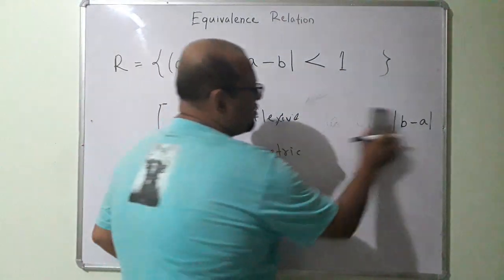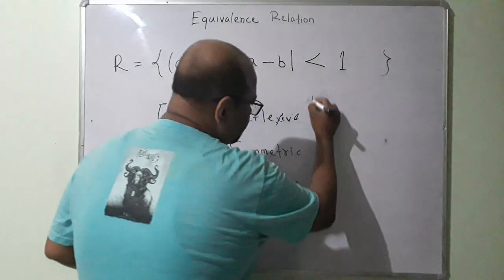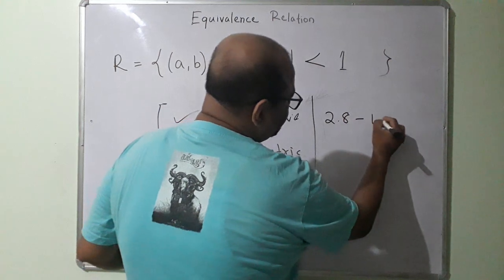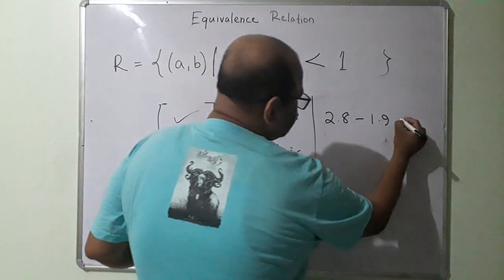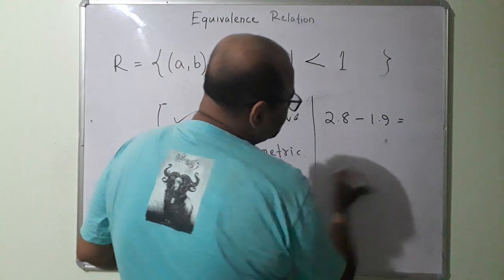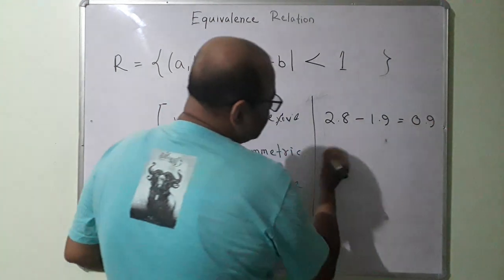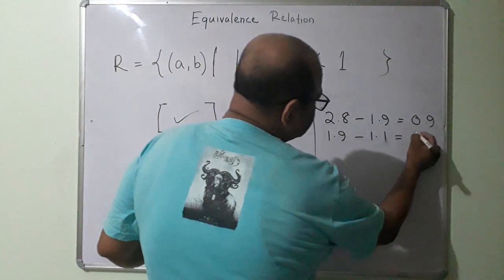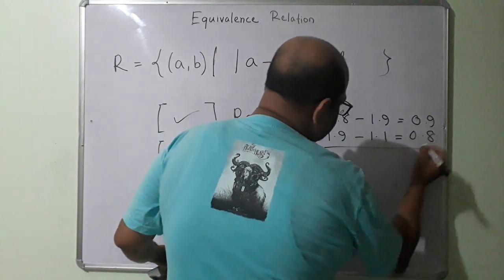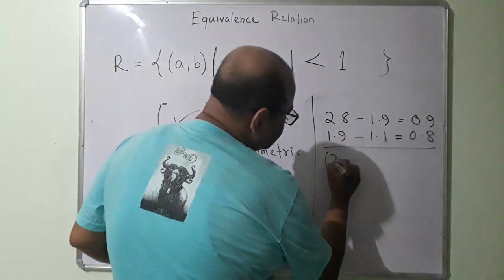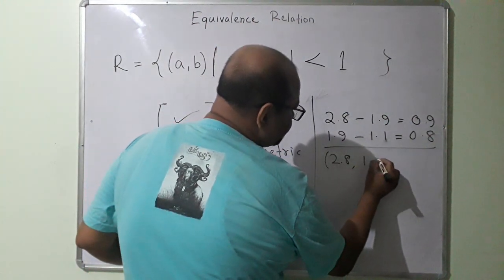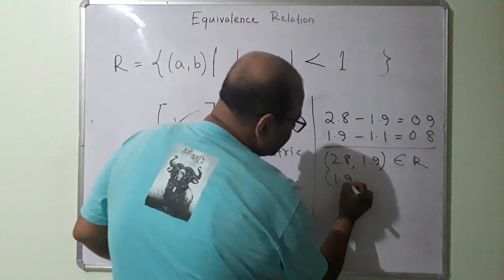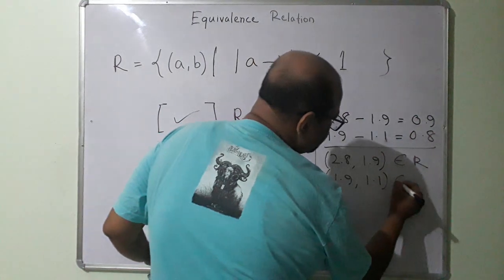Is it transitive? Let us try to figure out. Let us say I have A minus B. A is 2.8 minus 1.9, say. Okay, this is equal to what? 0.9. And let us say 1.9 minus 1.1. This is equal to 0.8. Alright. So this 2.8, 1.9 will belong to the relation. This 1.9, 1.1 will belong to the relation.